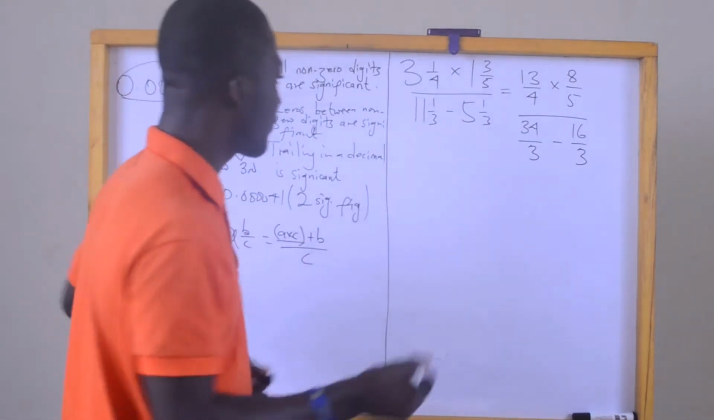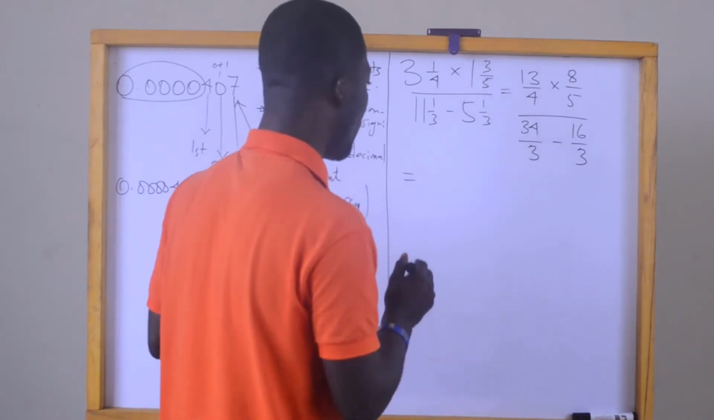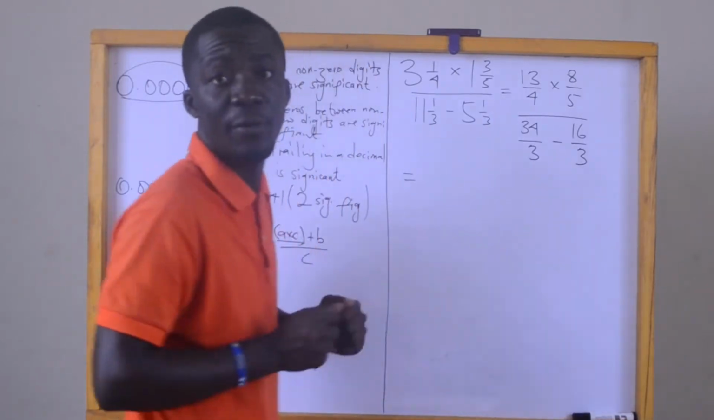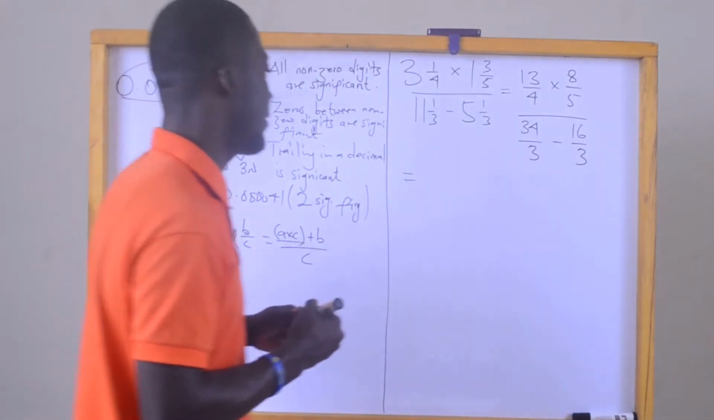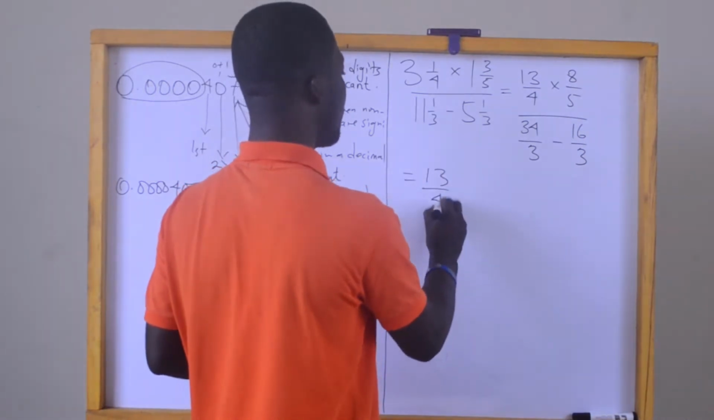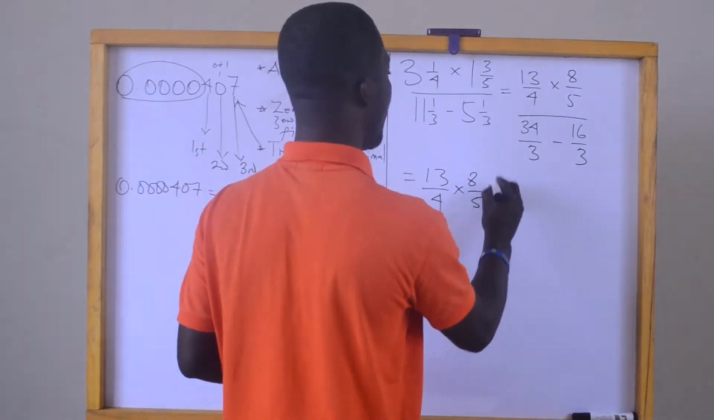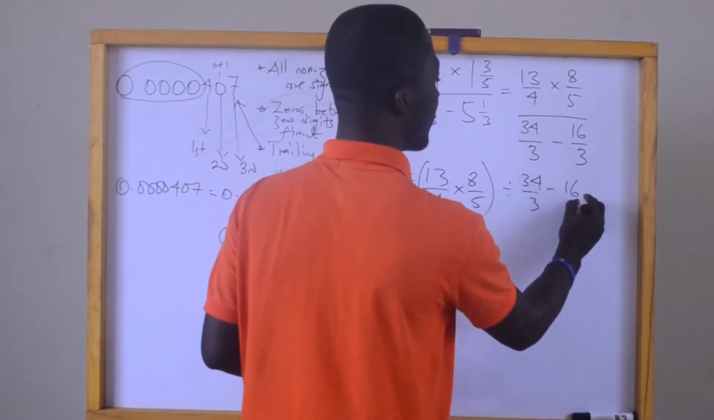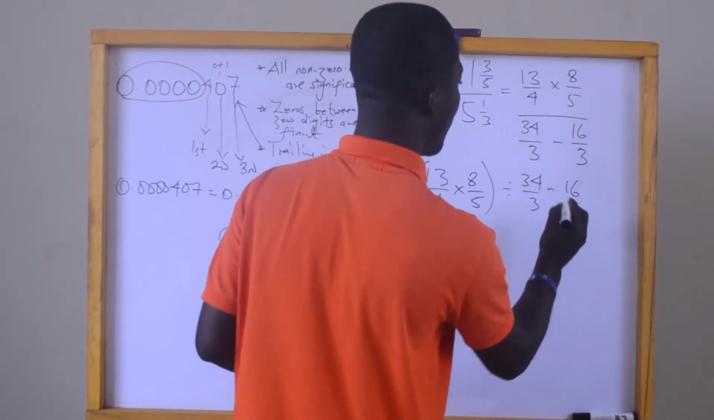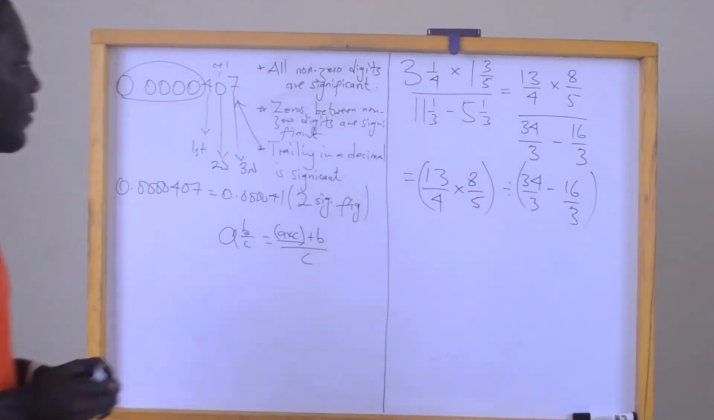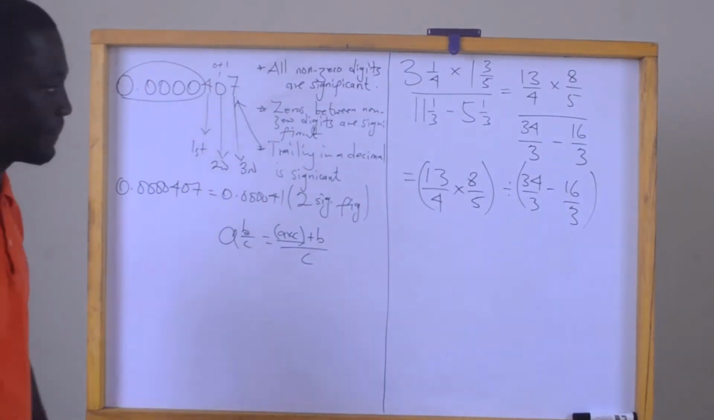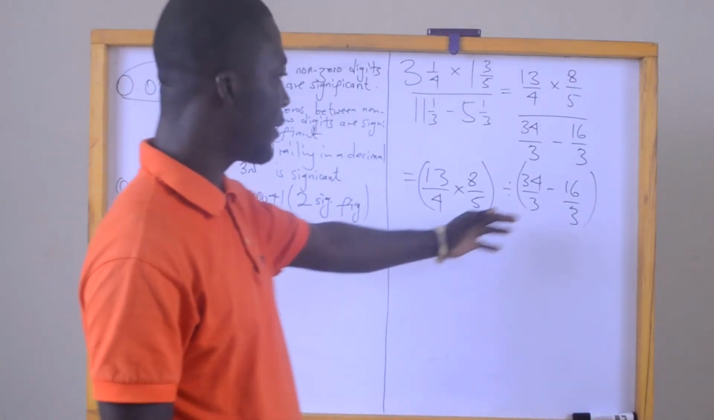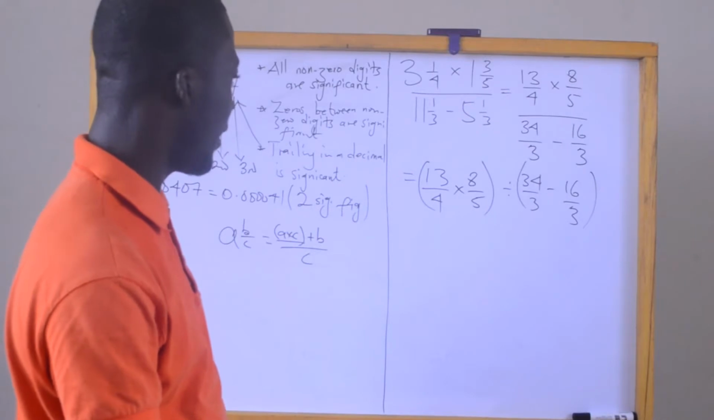Our next step, we are going to write this division in another form so that the question will look simpler in our eyes. 13 over 4 times 8 over 5 divided by 34 over 3 minus 16 over 3. That's what we have here. Alright, what are we going to do next? We will tackle each of the brackets we have here.